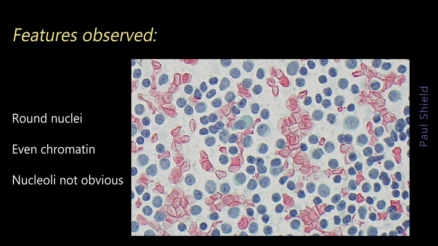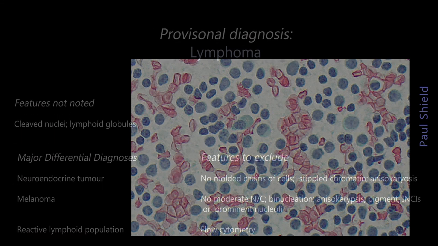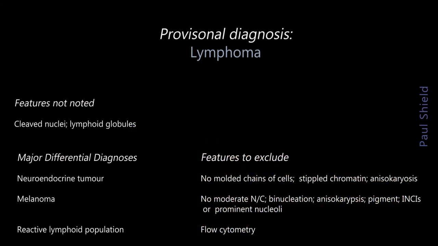On the PAPs, we saw pretty round nuclei. Chromatin was fairly evenly dispersed, and there was really not a lot of obvious nucleoli. You could see some cells, again, were looking a little more plasmacytoid in appearance, and possibly some lymphoid globules in the background. So our provisional diagnosis really then was a non-Hodgkin's lymphoma.